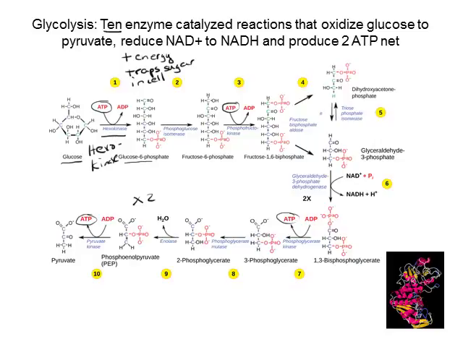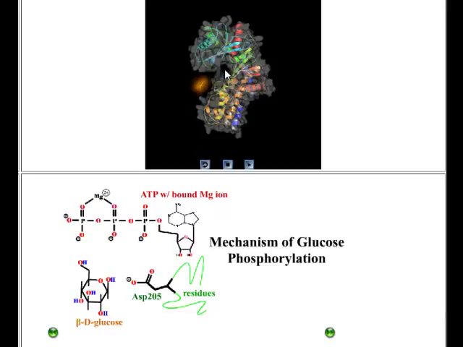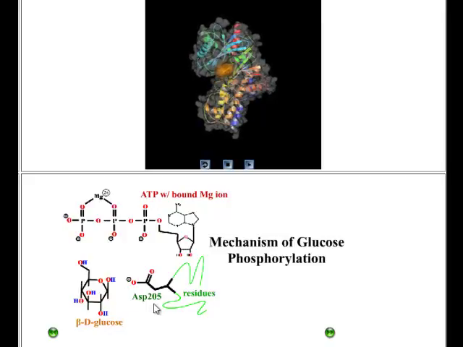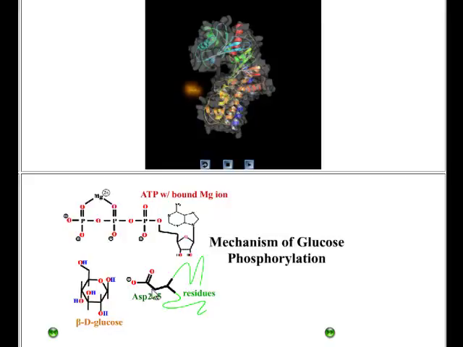Let's take a look at an animation that shows the mechanism by which this reaction is catalyzed by hexokinase. Here's the hexokinase enzyme, and this is the active site where the substrates ATP, in complex with a magnesium ion to stabilize the negative charge, and glucose bind. If we zoom in on the active site and look at the amino acids in that region of the protein, we see that amino acid number 205 in the hexokinase polypeptide is an aspartic acid that sits right in the active site. And this is the key amino acid that enables catalysis to take place.